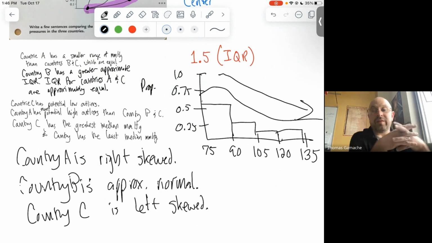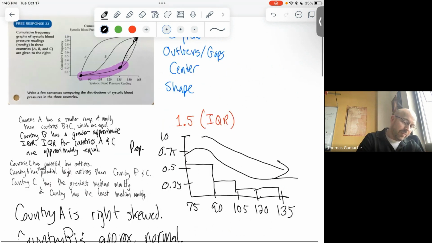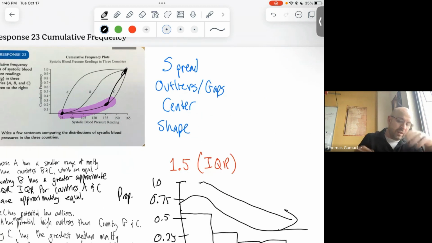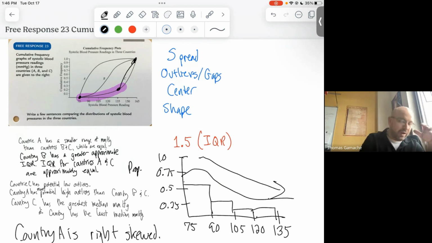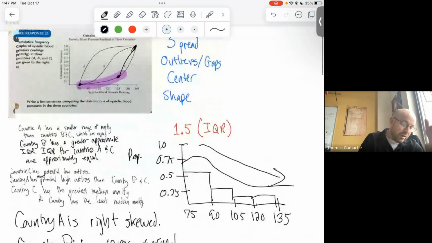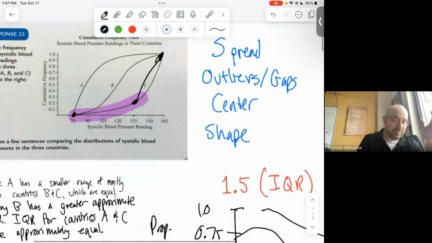This was rough, admittedly, but I wanted to share with you my thought process. The cool thing is we're able to talk about the spread. We're able to determine the spread from this. We're able to approximate outliers and gaps. We're able to approximate the center, and we are also able to determine the shape. Using the interquartile range, we can approximate what the outliers would look like, which is great. We can approximate what a histogram would look like by looking for growth and steepness.